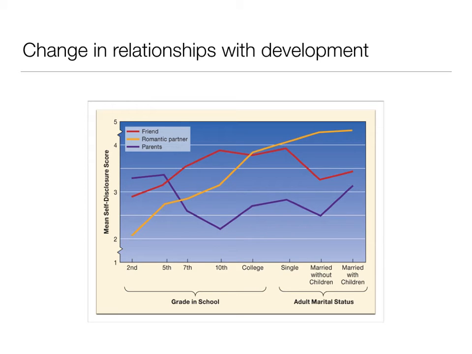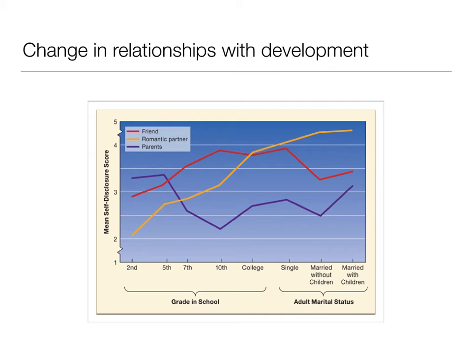And what we see is really early on in development, that purple line, parents, are the most important relationship. What they're measuring here, the dependent variable, is self-disclosure score. So who are you telling your secrets to, essentially? And we see that parents are getting the most of those in elementary school, followed by friends, and as you would expect, not much going on with romantic partners really early on.